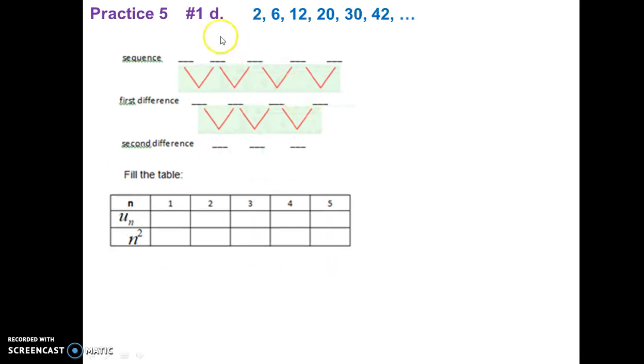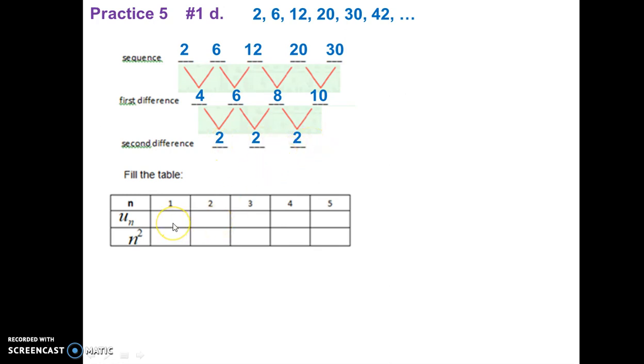Let's look at the next one, 1d. So here's our sequence: 2, 6, 12, 20, 30, 42. I'm going to find the first difference. From 2 to 6, it's 4. From 6 to 12 is 6. 12 to 20 is 8. And there's a 10. Again, it's not linear because these are not constant. So let's take the second difference. And in this case, that goes up by 2, by 2, by 2. It goes up by 2 every time.